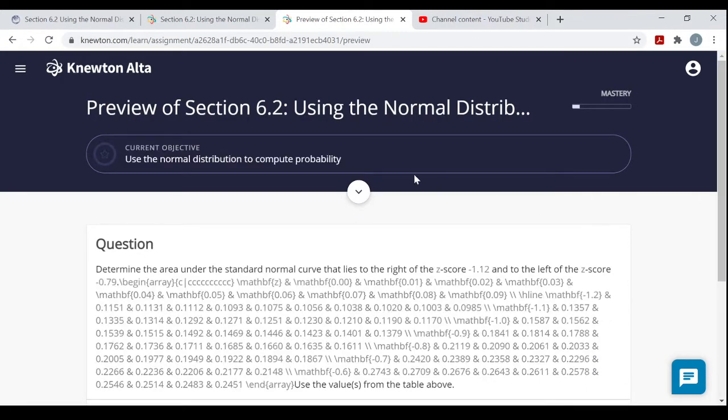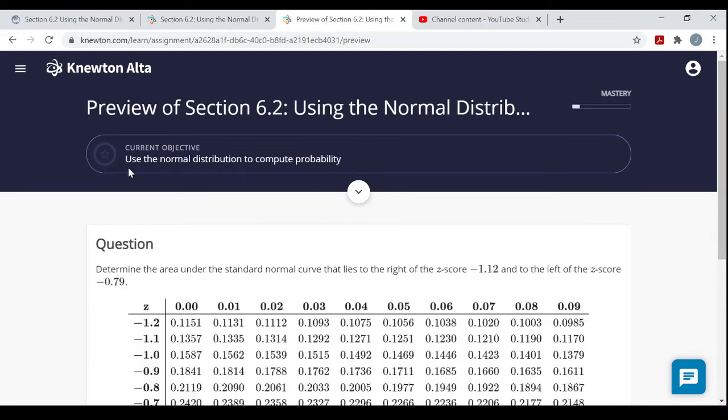Okay, now we're getting into a new objective. In this objective, we're going to be looking at tables, tables that show us areas under a normal curve, a bell curve. I'll talk to you about how to read these tables. So we're asked to use the normal distribution to, again, compute probability.